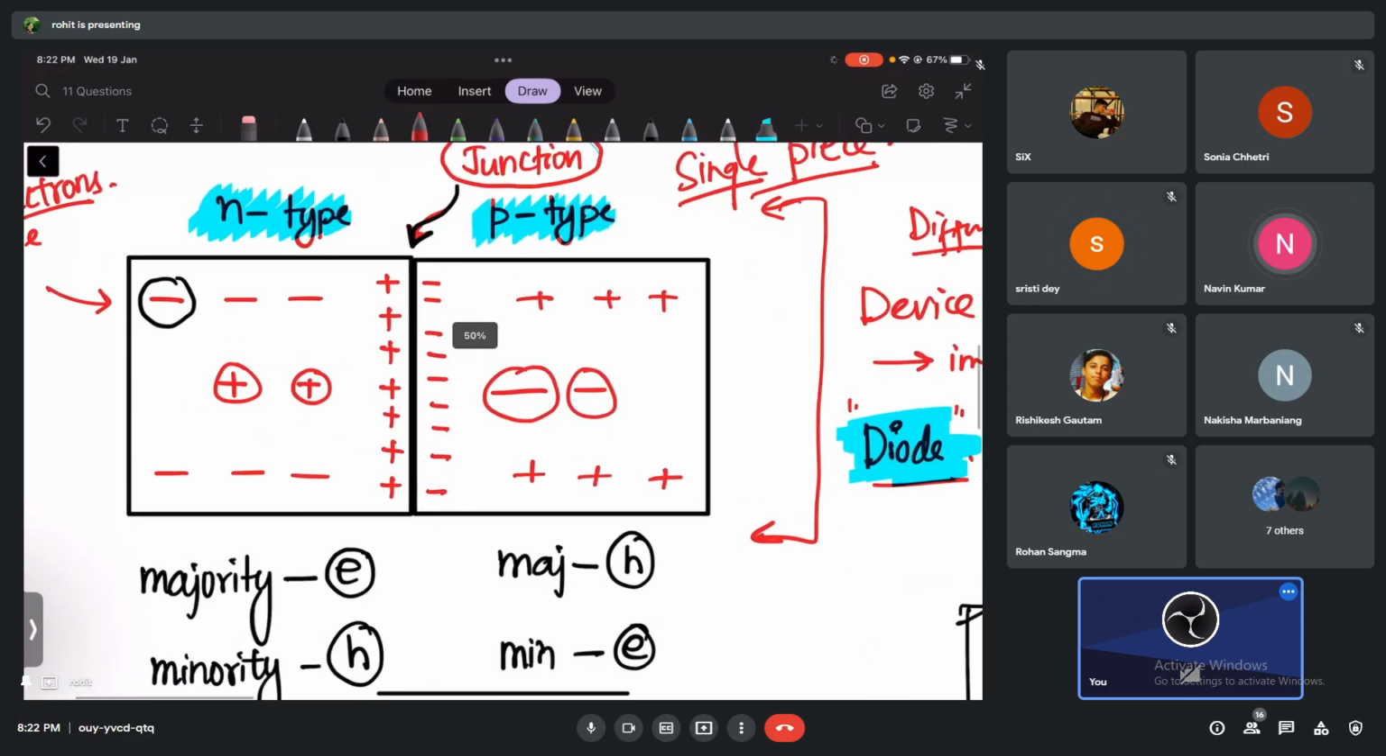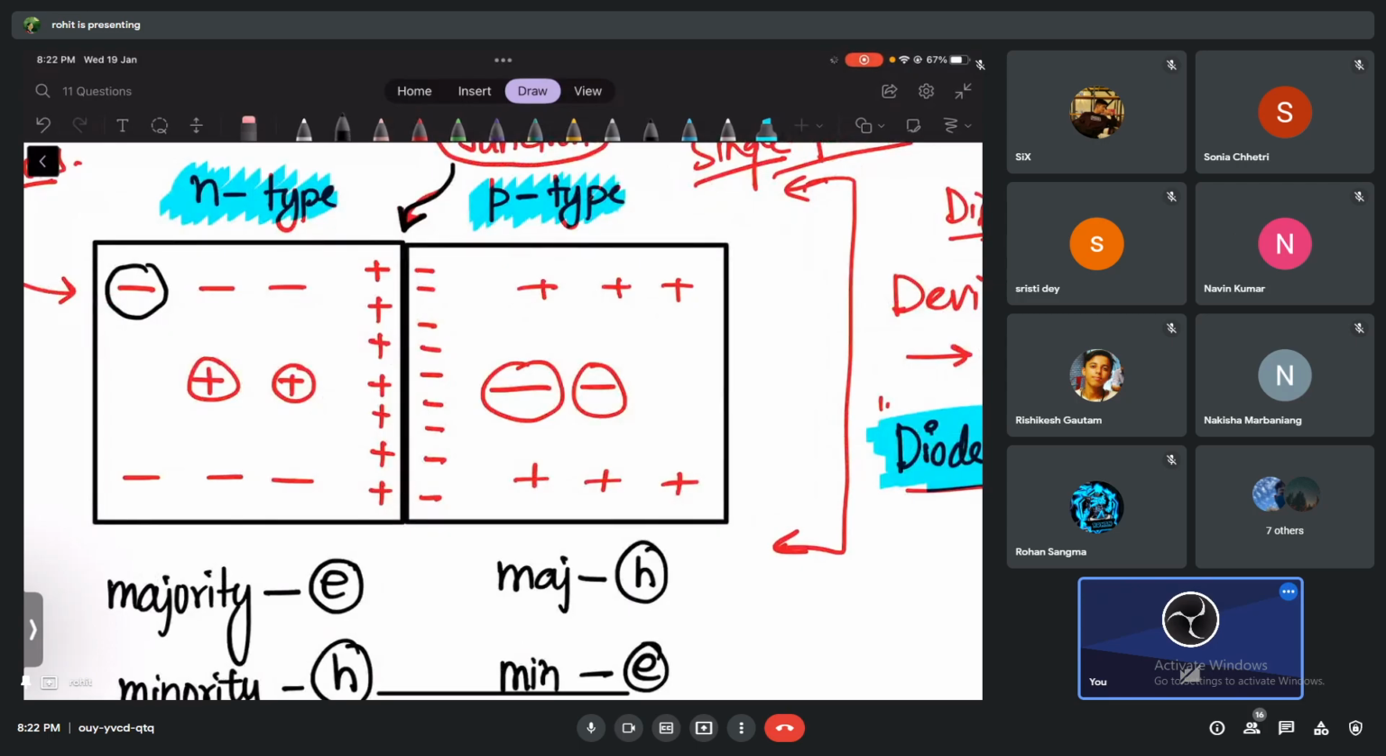Now check, something more nice will happen. When the holes and electrons are crossing, do you agree that there is a chance that they will combine or not? Because a hole always attracts what, guys? Electrons. So what do you think? Will they just sit like that or can they combine?